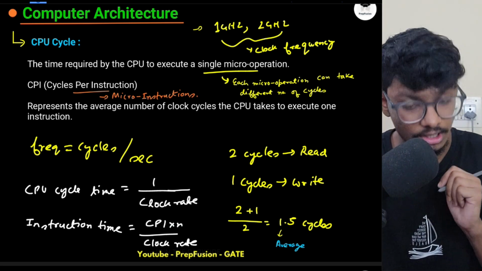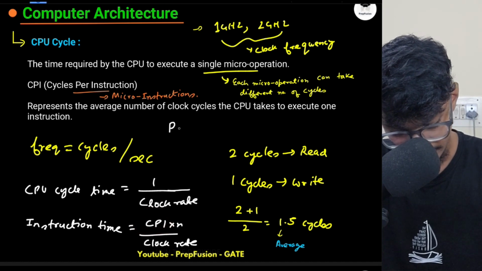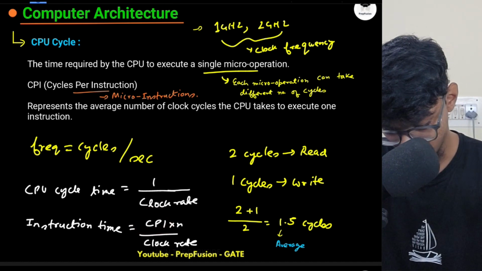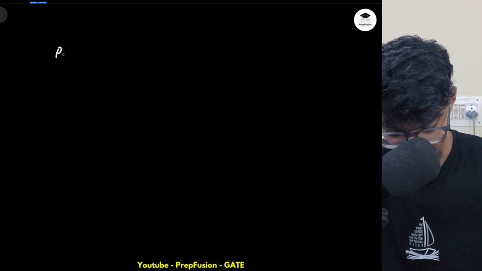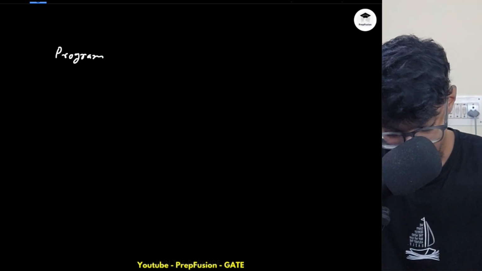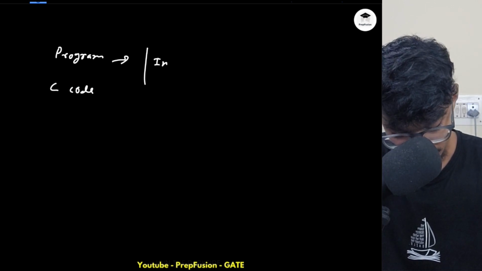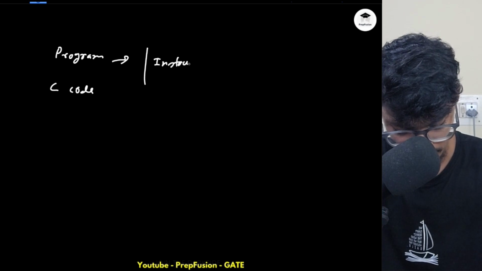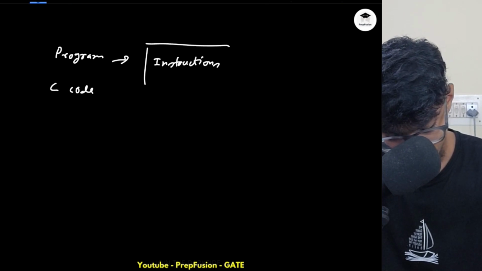Now the CPI, right? I am just giving you a lot of thoughts. First I will give you an overview. First I have a program, your normal C code. In C code you have many instructions. Each line is an instruction.